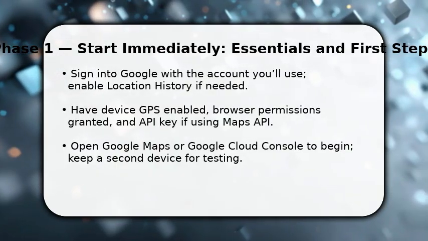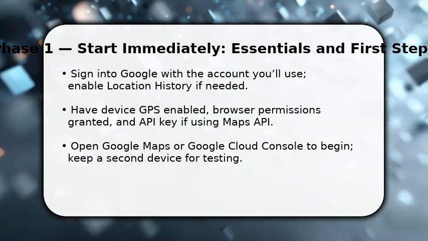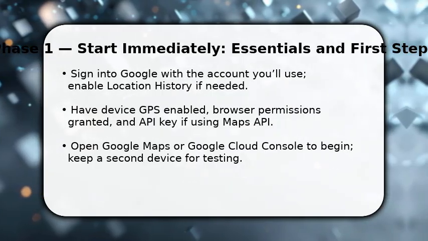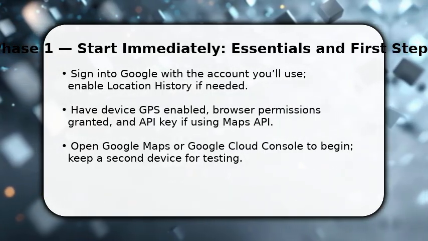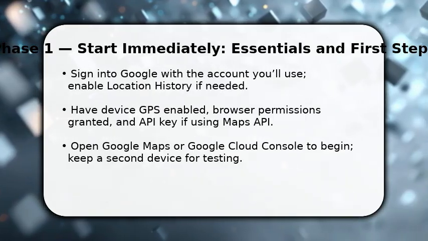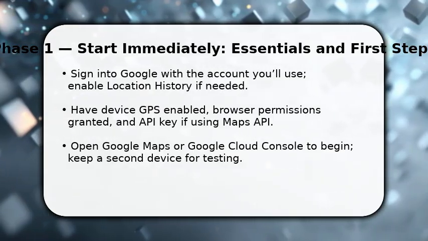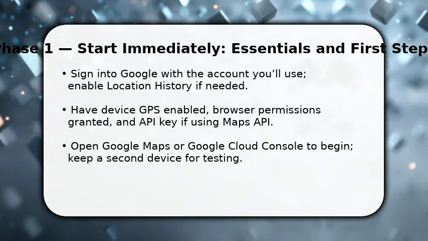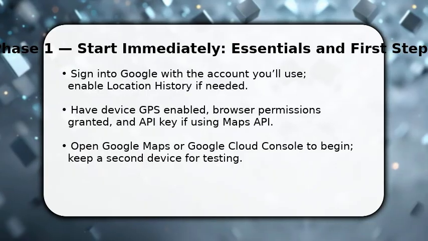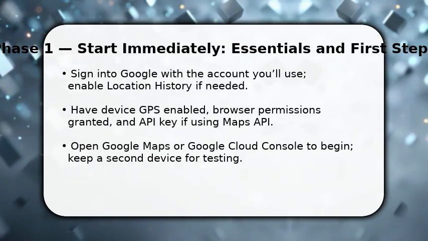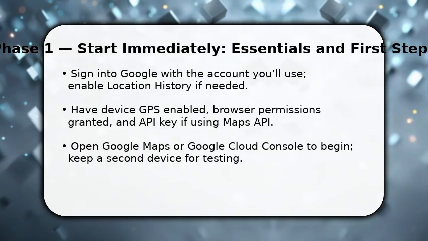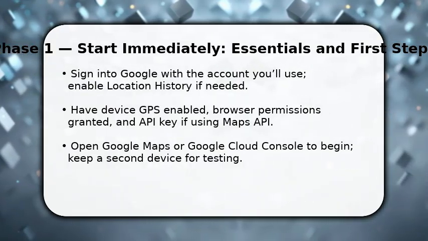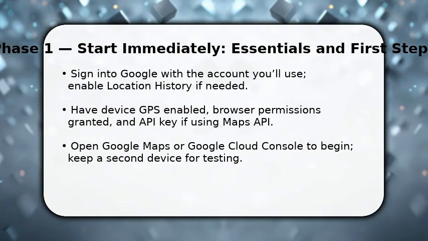You've got essentials ready: signed in to a Google account, GPS on, and permissions granted. First, open Google Maps on desktop or mobile so you can confirm your current location. If you plan to embed or request batch coordinates, create an API key in Google Cloud Console now. Restrict it to Maps and HTTP referrers for safety. Once done, note the API key and enable the Maps JavaScript API or Geocoding API as required. This starts the workflow you'll continue in the next steps.